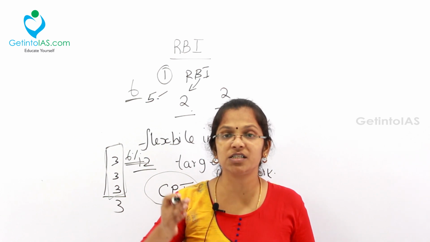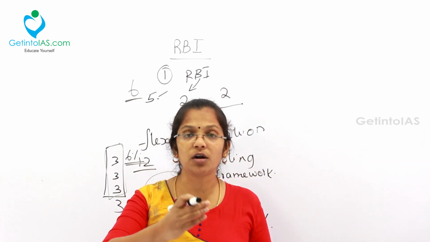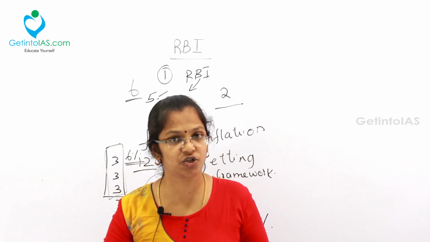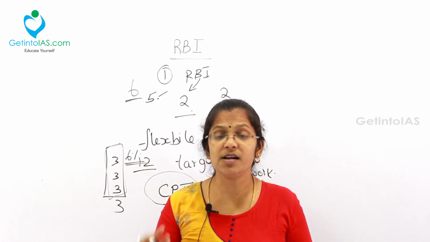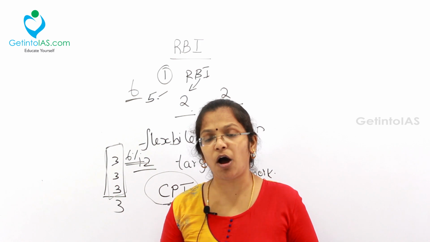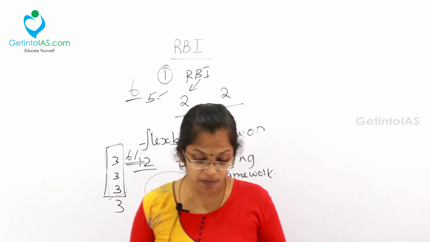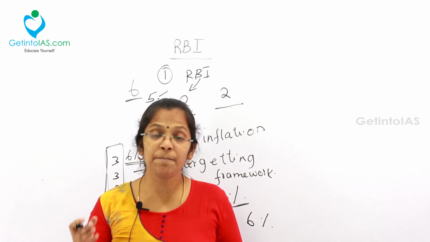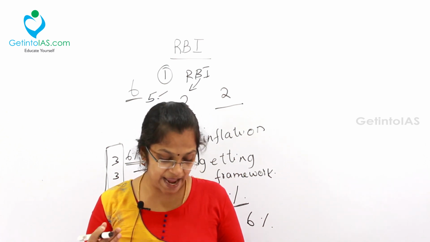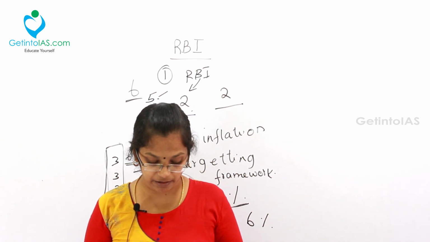There may be questions in your paper asking which of these are short-term instruments. So, you have to pick repo rate. Repo rate is a short-term instrument of RBI. So, it is the interest rate at which RBI provides to banks against the collateral of the government.